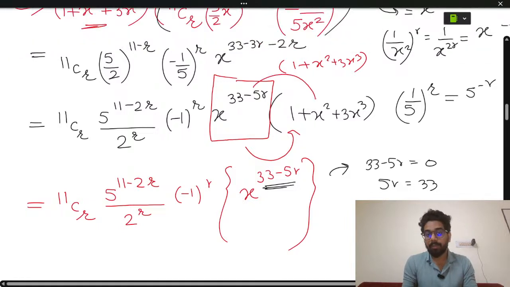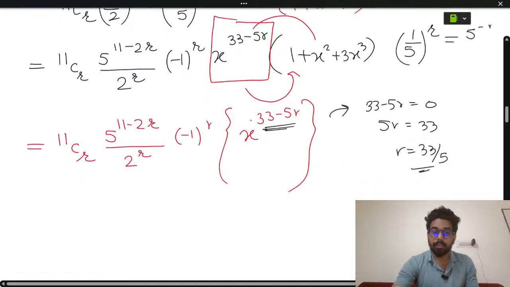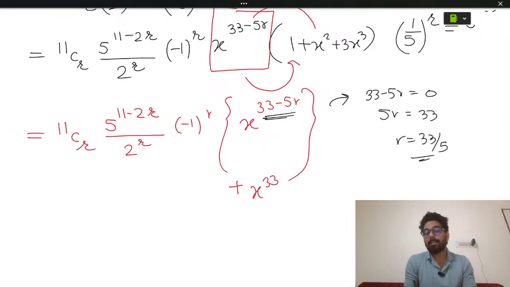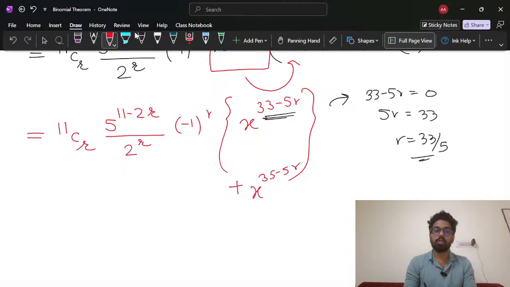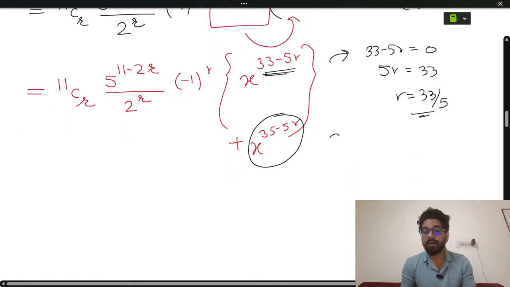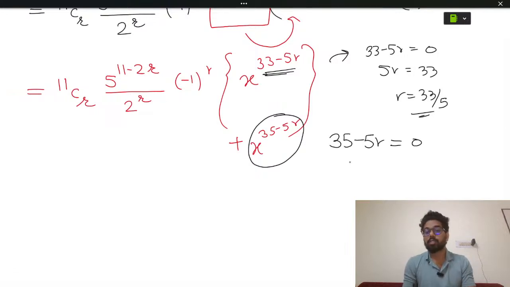Now this multiplied with this, what will happen? So same thing, but we will generate x to the power 33 minus 5r plus x to the power 2. So 33 plus 2, 35 minus 5r. We are going to generate 35 minus 5r. Okay. So we can say if this term is going to be independent of x, then 35 minus 5r has to be 0. So r has to be 7.